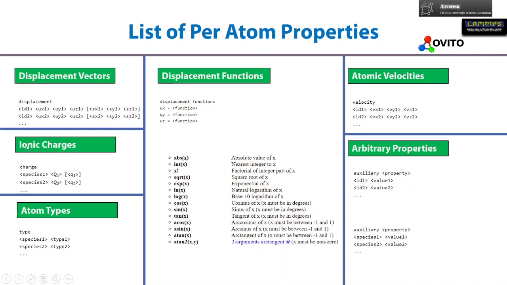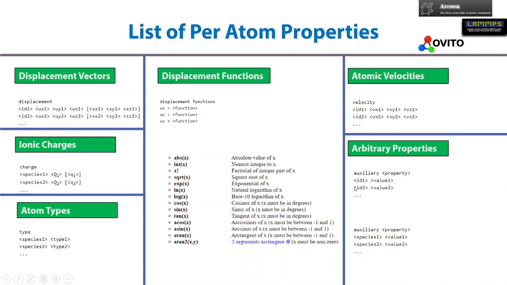If you want to define the ionic charges, you can use the keyword charge, and the atomic species. The capital Q1 indicates the charge of the atom, and the small q1 indicates the charge of the shell. If you want to define the atomic type, you can use the keyword type, the species of atoms and the type you are assigning it to.